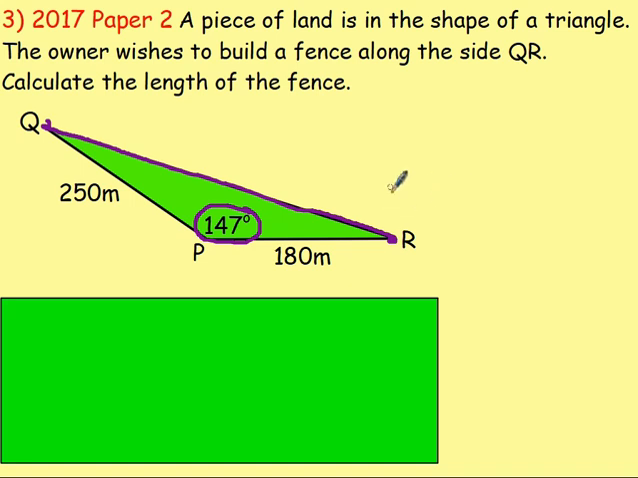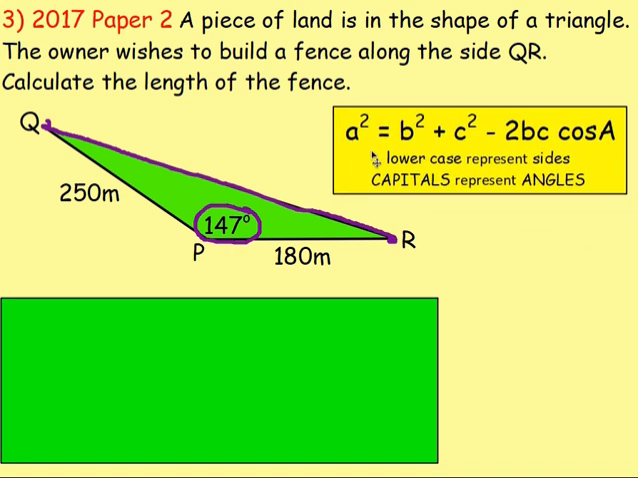Cosine rule is written 2 different ways. You've got cos A equals, and that's when you want to work out the size of an angle. If you want to work out the length of a side, it is this one here. A squared equals B squared plus C squared minus 2BC cos A. Once again, in this formula, the lowercase letters represent the sides and the capital letter represents the angle. So, because this 147 is the only angle we have, our A has to be 147.